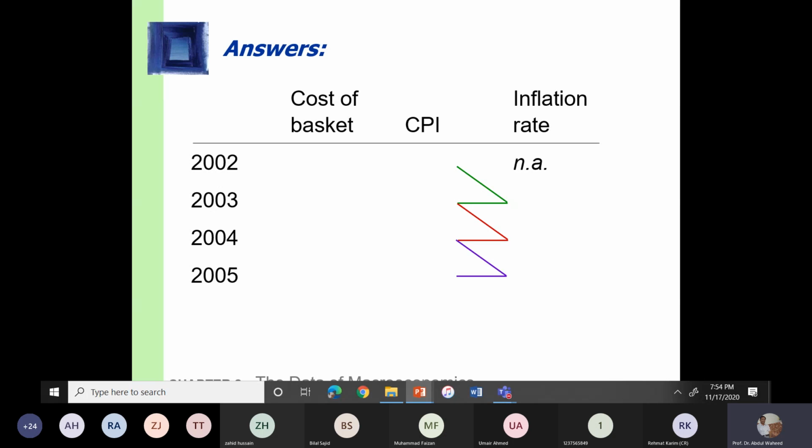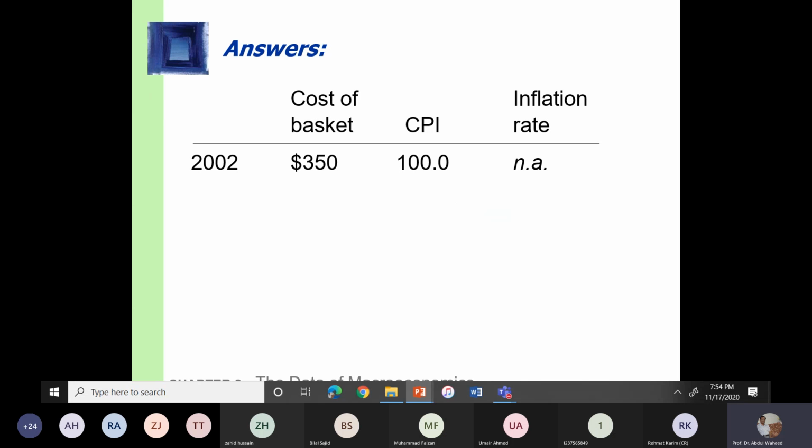What about the 2005 inflation rate? Sir, 2.9 is coming. Yes, sir. Okay, all of you are getting 2.9 for the 2005 inflation rate. Let's look at the answers.